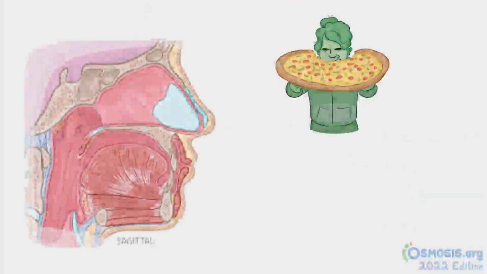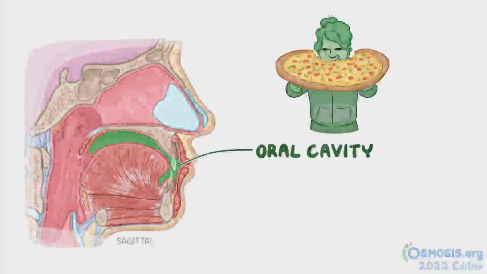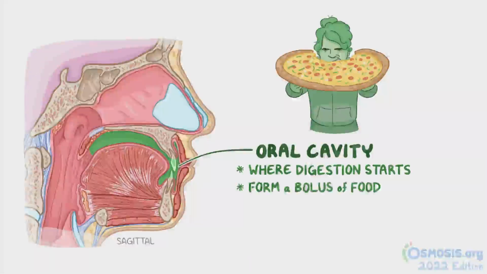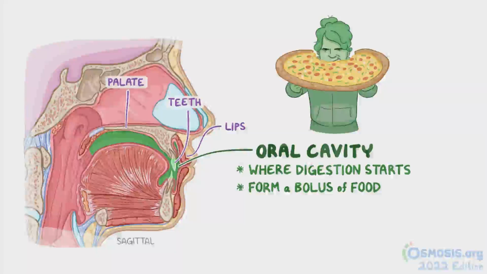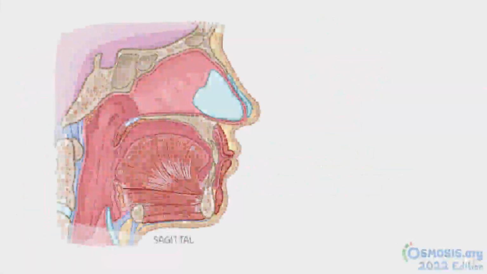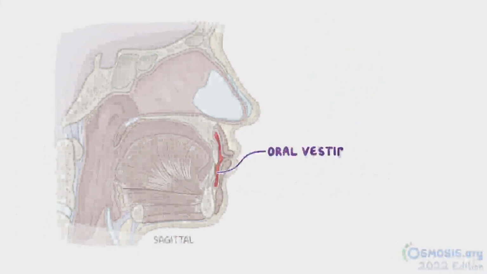When you're eating a slice of pizza, the first place food enters is the oral cavity, and it is actually where digestion starts. Here, we get to taste the pizza and form a bolus of food to swallow for further digestion in the gut. Many structures work together to chew and swallow, like the lips, teeth, and palate. So let's explore them. Now, the oral cavity itself is divided into the oral vestibule and the oral cavity proper.